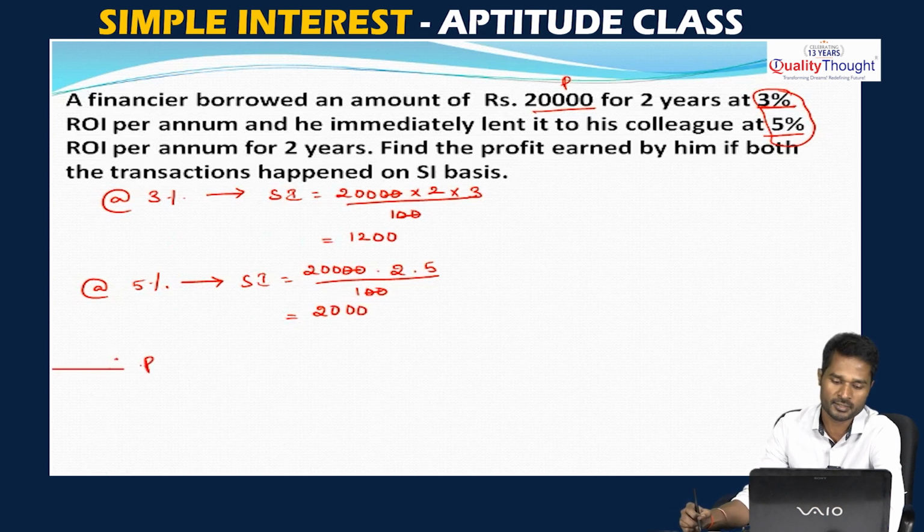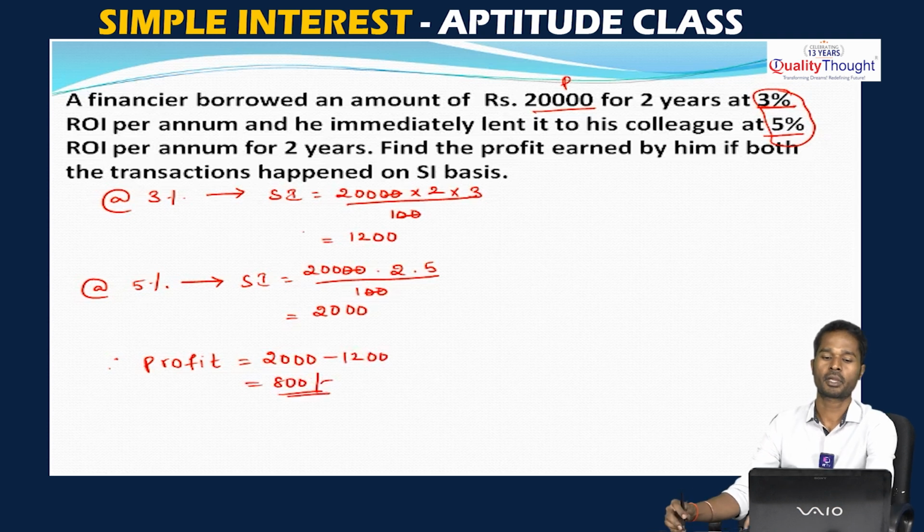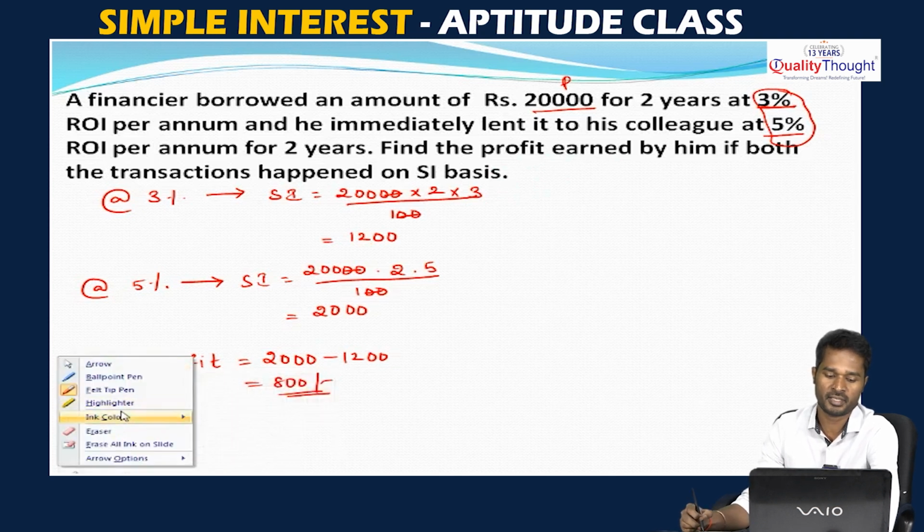So, the profit is, 2000 is what he will get, but he needs to pay only 1200 rupees. That means the extra 800 rupees is the profit earned by him. So, calculate the simple interest at 3% rate of interest which he has to pay, and calculate the simple interest at 5% rate of interest which he will receive. So, the difference between them is nothing but the profit he will get.